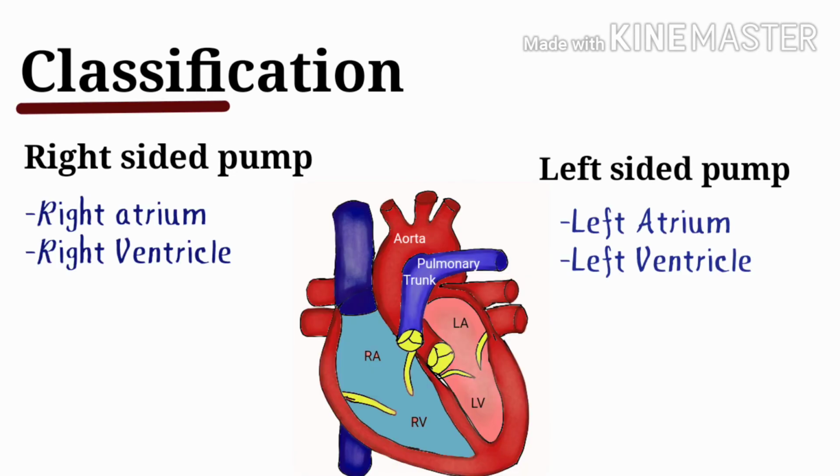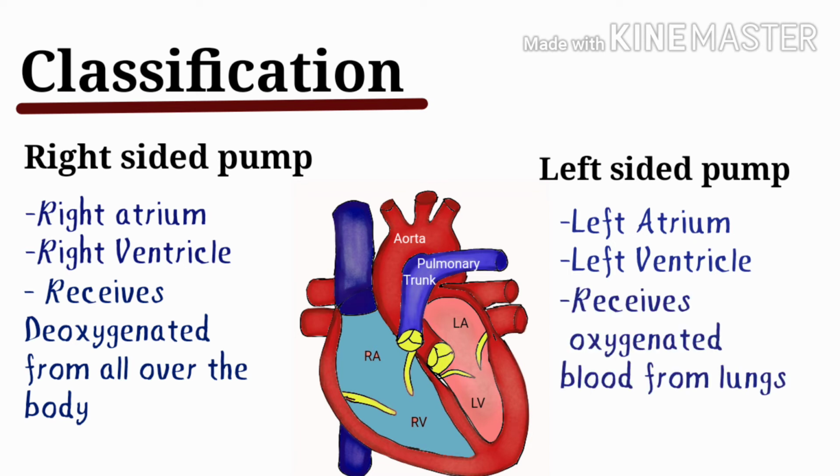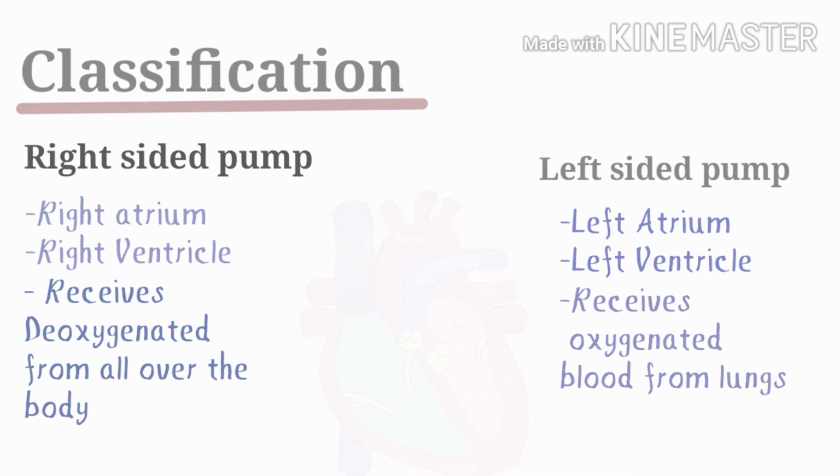Both the sides have one atria and one ventricle each. The right pump receives deoxygenated blood and pumps it towards the lungs. The left pump receives oxygenated blood from the lungs and sends it to the body. We will learn in detail about them in the upcoming videos.